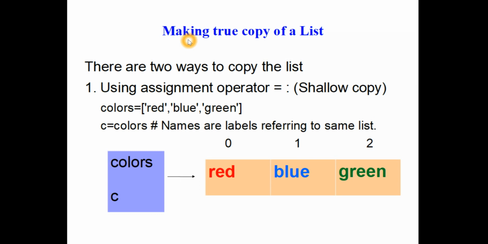The next concept is making the true copy of the list. There are two ways to copy the list. The first method is using the assignment operator. It is also called shallow copying.